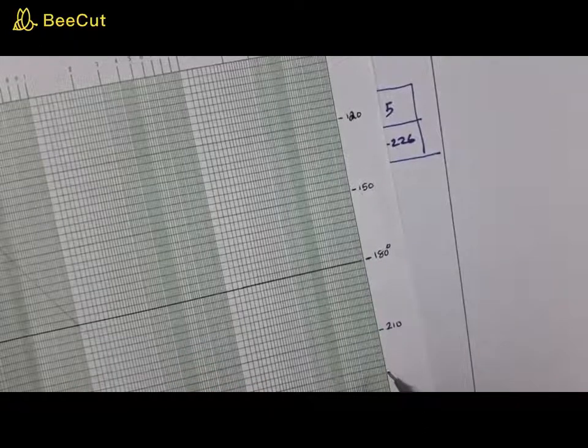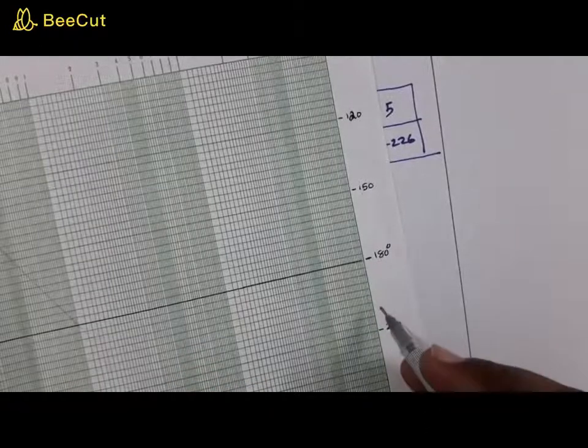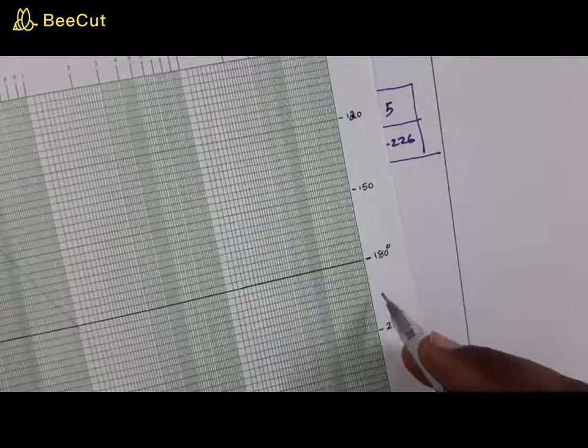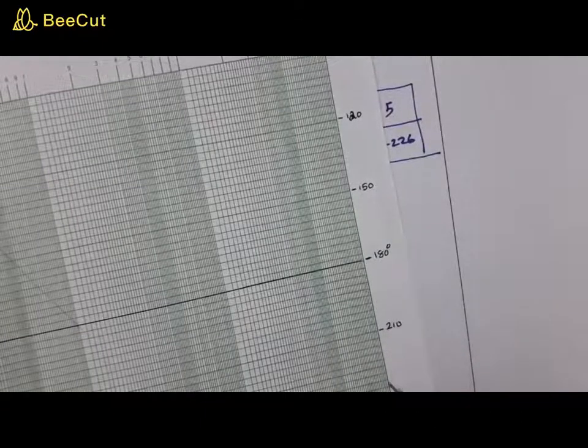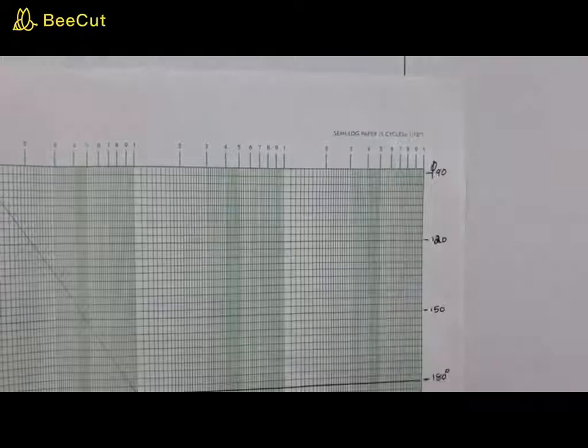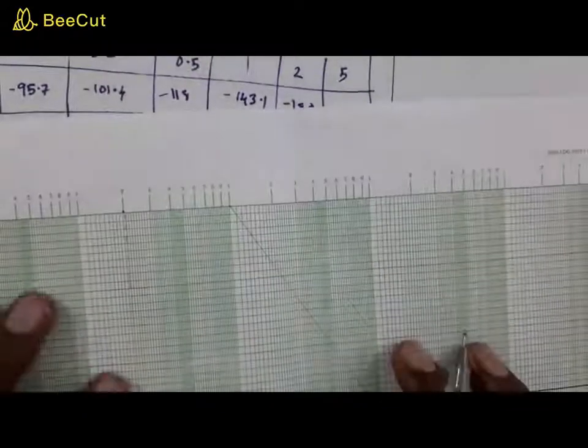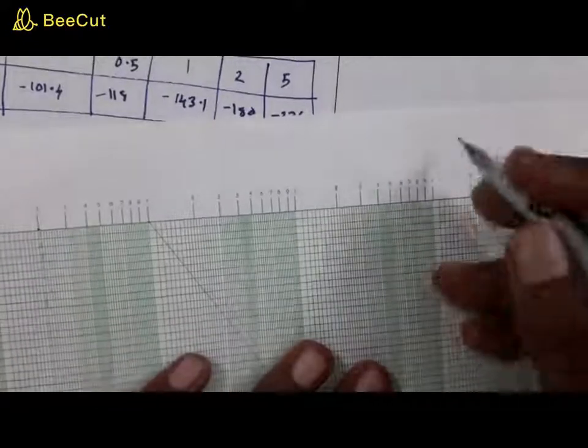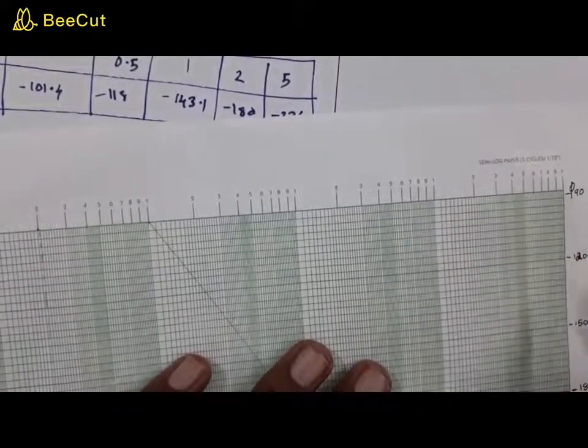Now this will be minus 210, and this will be minus 240, and so on. Okay, so this is how you need to mark it. This is a simple graphical plot, so you may just draw that. The only thing is that you need to specify the scale somewhere over here, in the phase plot.